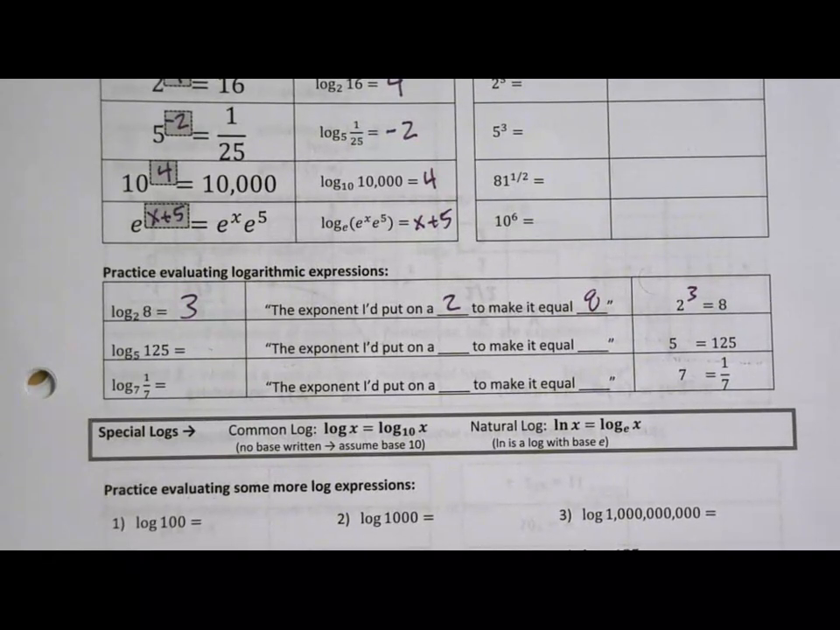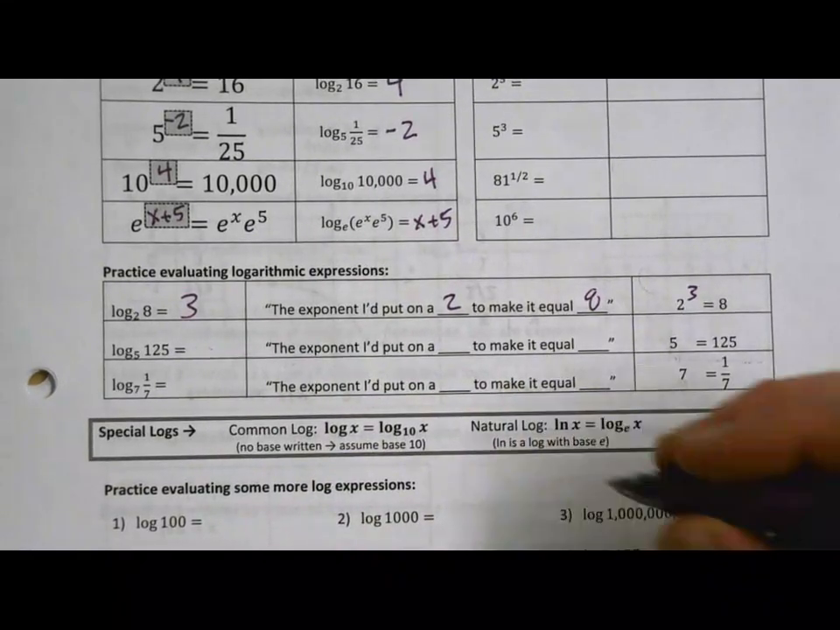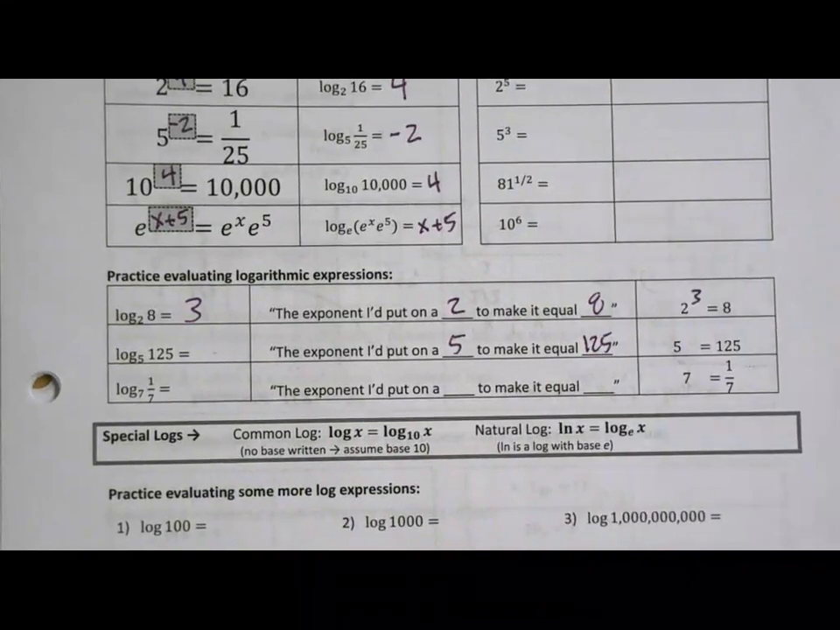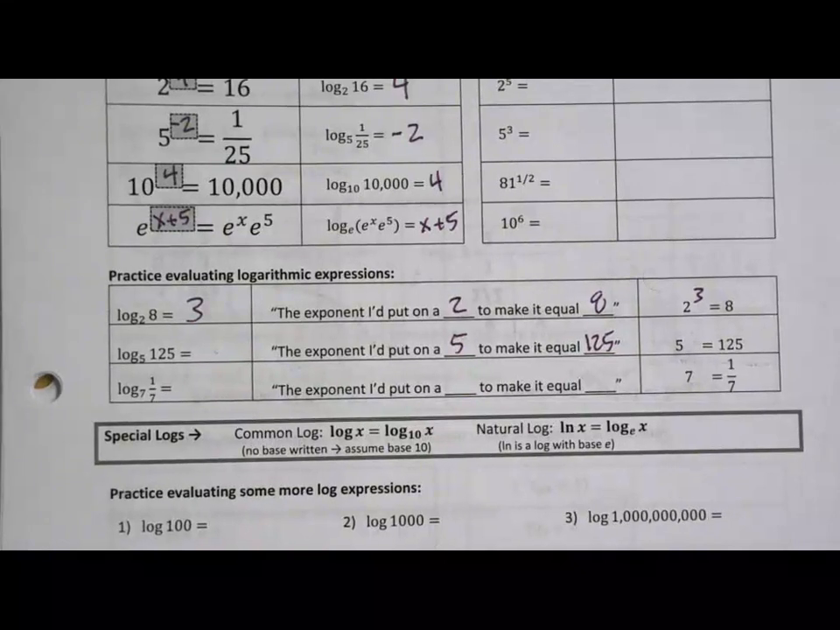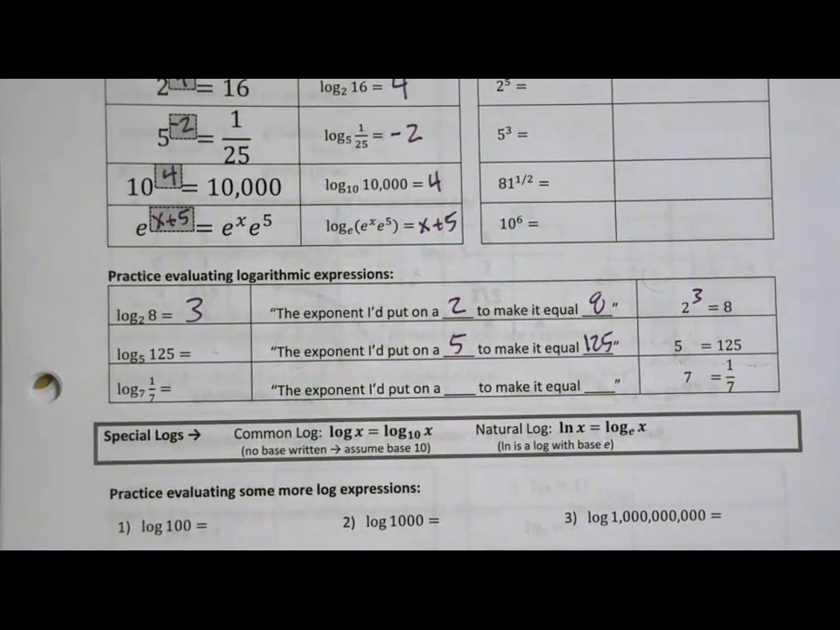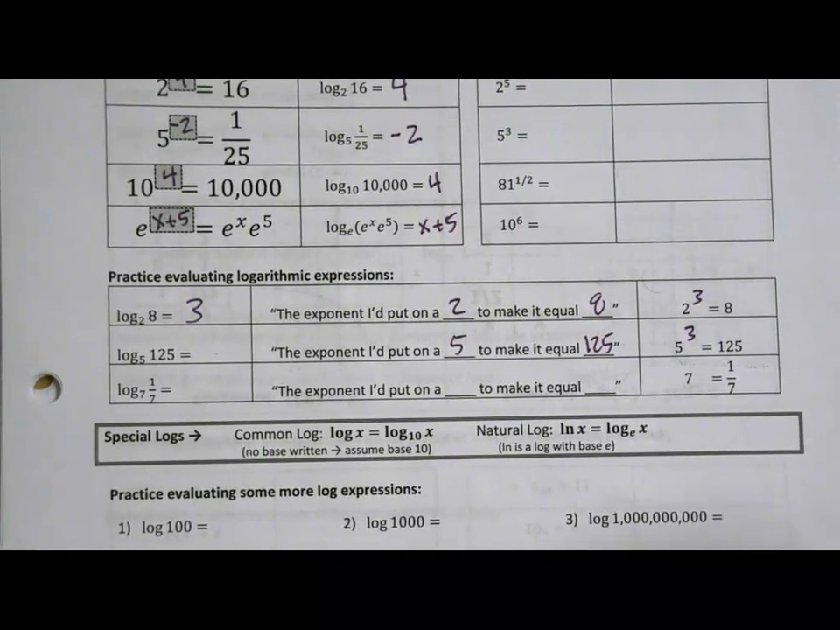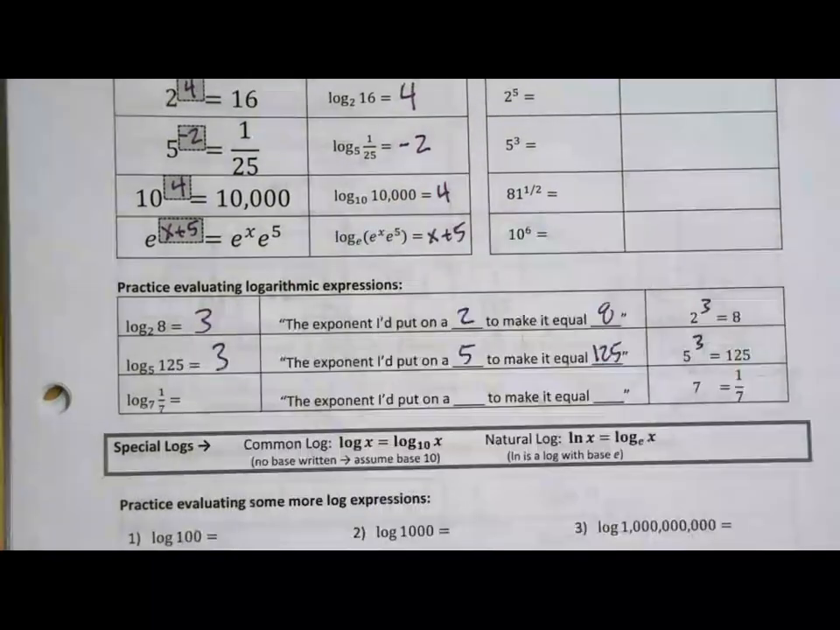Log base 5 of 125 is what? That would be the exponent that I'd stick onto a 5 to make it equal to 125. What power could I stick onto a 5 to make it 125? Is it 3 again? That's boring. So the log base 5 of 125 is 3.